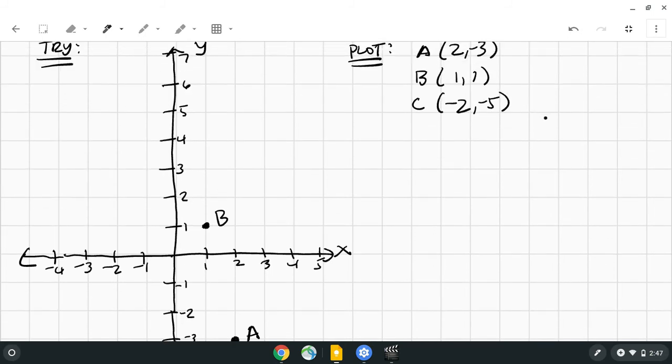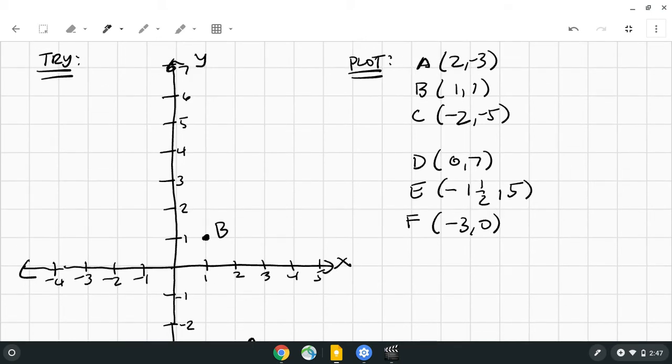Try these 3 points. Letter D, 0, 7. Letter E, -1.5. Let me write that. That looks like a 7. -1.5, 5. And letter F will be -3, 0. So go ahead and hit the pause button, plot those 3 points, and then come back to see if you got them correct.